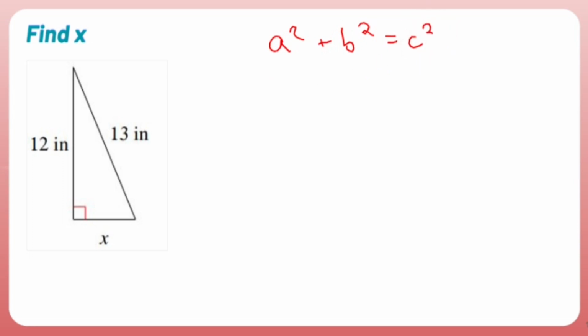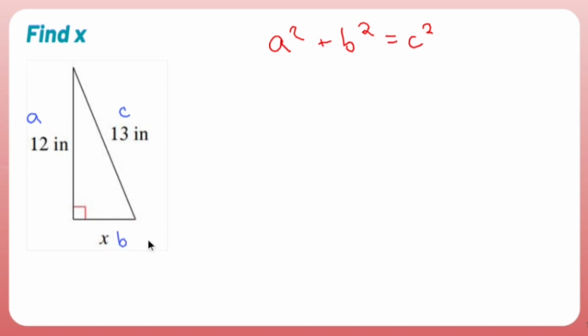Now, what's what? Well, to be honest, it doesn't matter which one A or B is, as long as your longest side is C. C is the hypotenuse. C is always going to be the side not attached to your right angle. So C has to be 13 in this case. Which one has to be A or B? It doesn't matter as long as the longest side is C. So I'll call A 12 and I'll call B x.